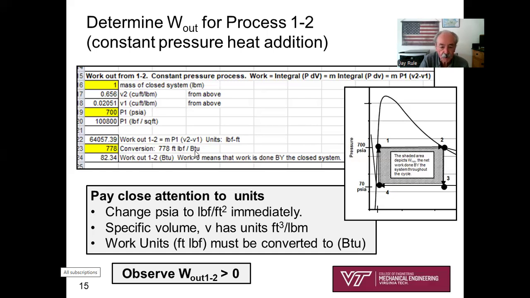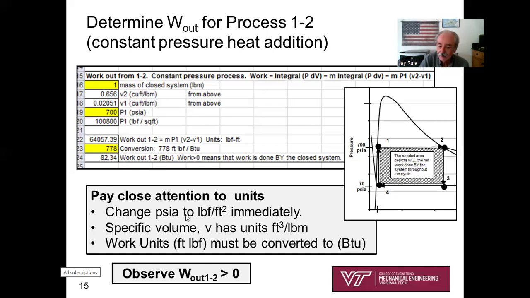778 foot-pounds force equals 1 BTU, and so I will apply my unit. I've got work out in foot-pounds force, so I've got to divide by 778 to get BTUs. I think I can see that visually here, or if you're doing pencil and paper, you show that in your solution. The work out from 1 to 2 is 82.34 BTUs, British thermal units. Makes sense. It's a positive number.